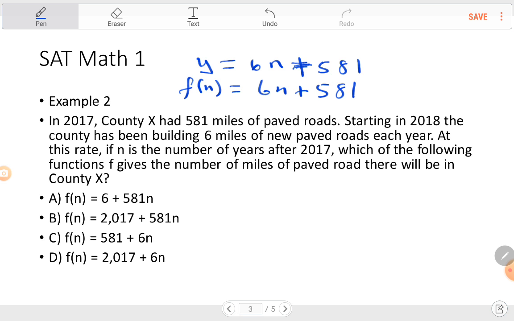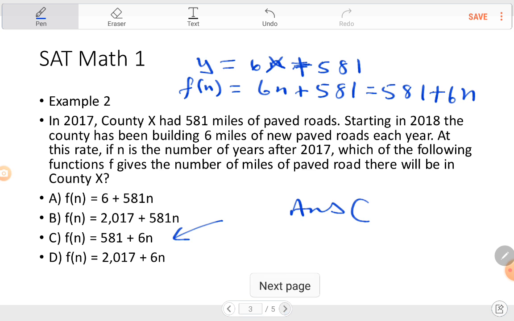Our original equation was y equals 6x plus 581, so just replace x with n. So this equation matches C. Don't be thrown off, because by the commutative property of addition, we could change this around and it will remain a true statement. So this matches C, so the answer is C. Okay, let's look at our next example.